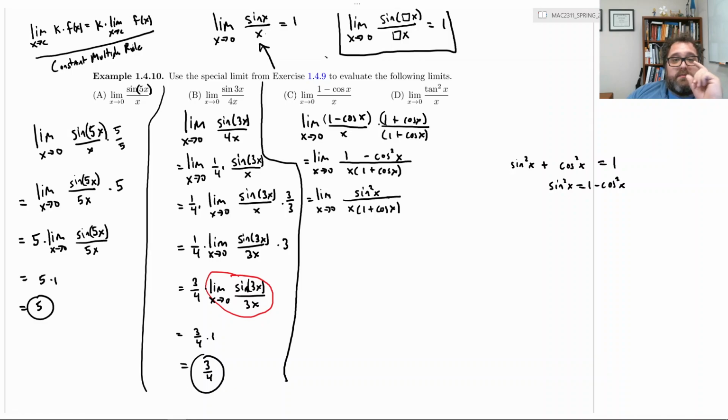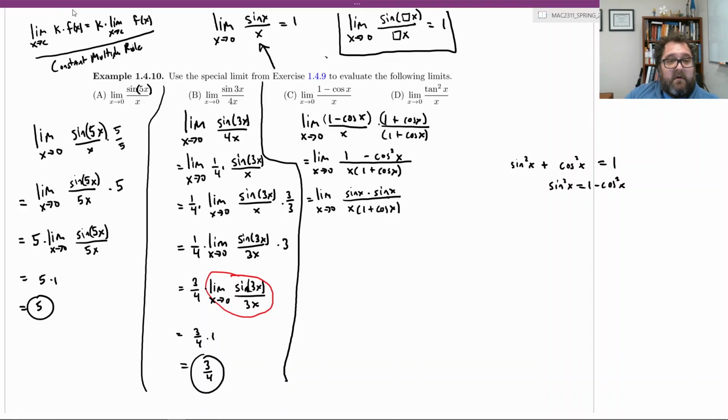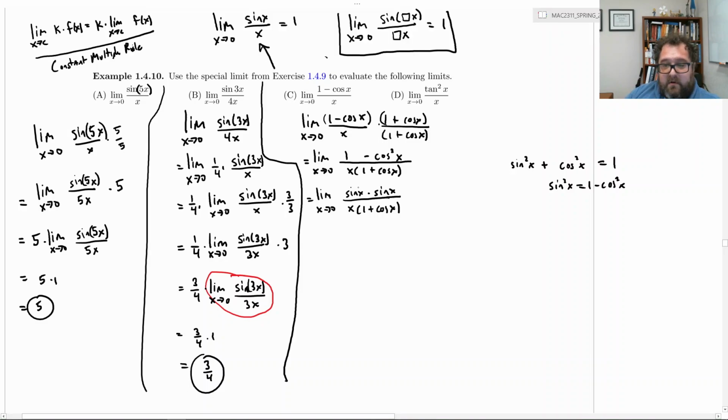Now, we can use properties of limits to separate this into the memorized special limit and then everything else. How can you do that? Well, first, notice that sine squared is what? Sine squared is sine x times sine x, right? That's the exact same thing as sine squared. And now notice what we have. We have sine x over x.